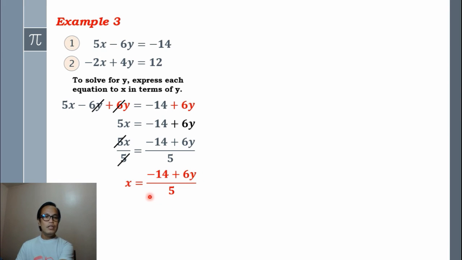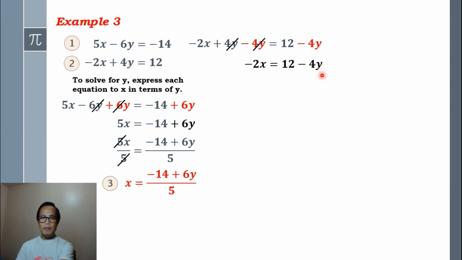So we will have this equation as equation 3. This is taken from equation 1. The same process we will do for equation 2. Our equation 2 is negative 2x plus 4y equals 12. So again, we need to eliminate the 4y here. That's why we have to subtract 4y from both sides. This time we cancel out the 4y. What remains at the left side is negative 2x, and it equals 12 minus 4y.